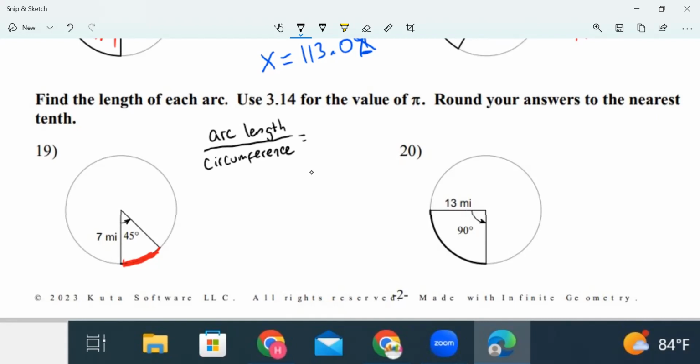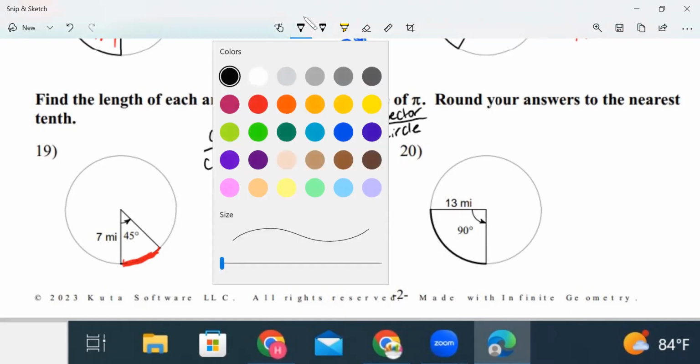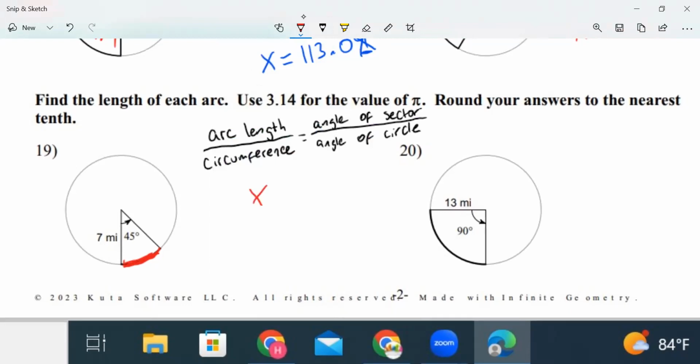we're going to call this sector angle or angle of sector. Sector is basically part of a circle, divided by angle of circle. And again, the degrees around the circle is 360. So it's really not the angle of the circle, but I'm going to call it angle of circle so it makes sense. Basically, the degrees around the circle. So the arc length, I have no idea what it is, right? We're solving for that. So let me just call it x. The circumference, the distance around the circle.